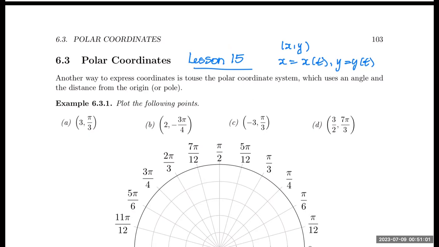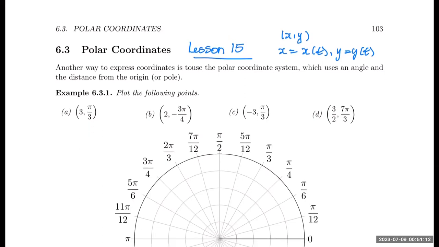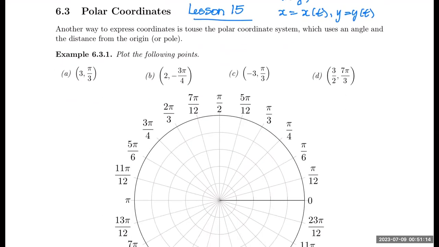So let us have a look at this first example. Let us first plot the following points. We have, first of all, (3, pi over 3). So what does that mean? In the polar coordinate system, we're always going to have an ordered pair that is of the form (r, theta). So that is the polar coordinate.